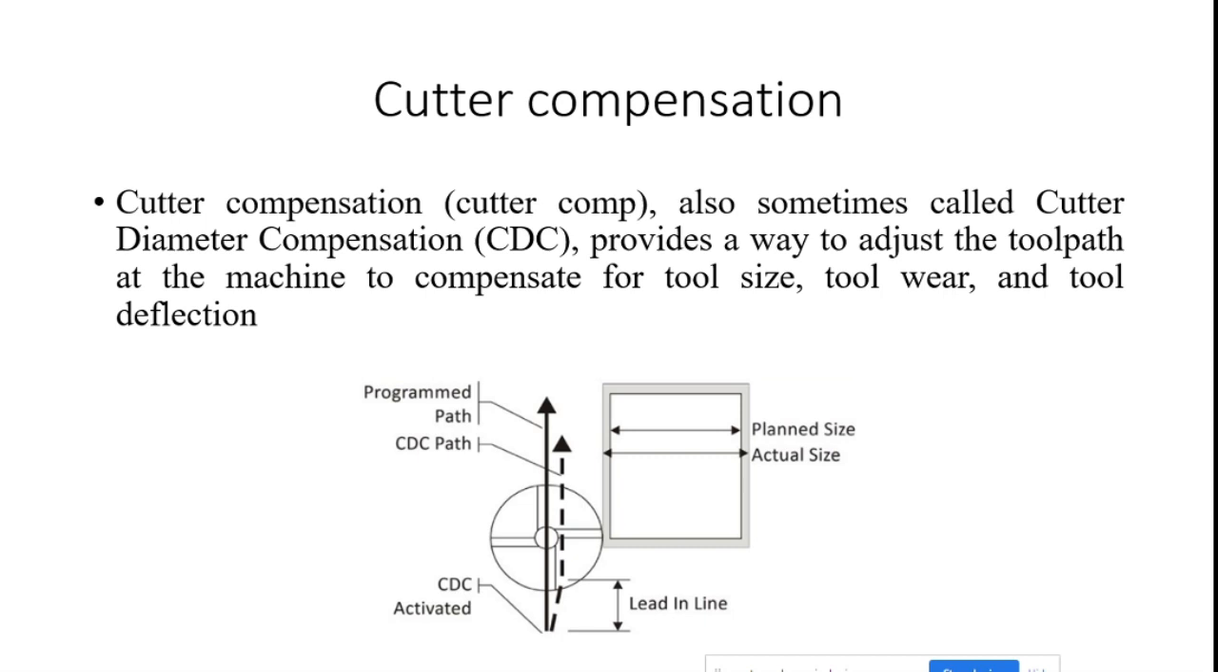Okay, with this diagram you can understand. So here the end mill cutter is moved along the programmed path, but it has worn out, so I can adjust the normal tool path to the compensated tool path for getting the actual size from the planned drawing, which is the cutter compensation.